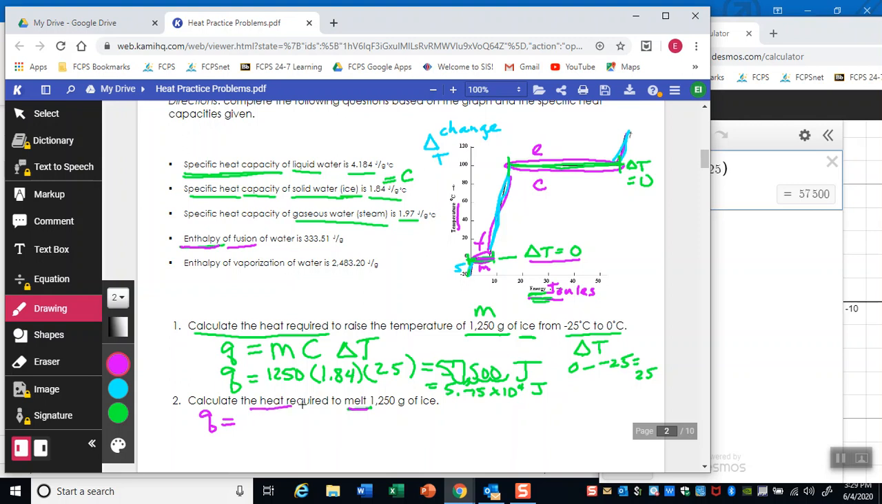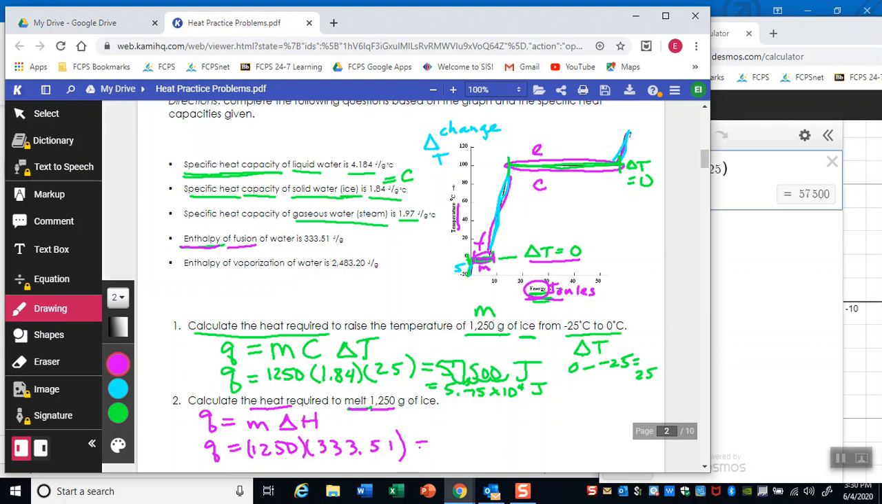It's the heat, because it says calculate the heat. That depends on the mass, just like with the first one. But not heat capacity, it's enthalpy. So what is the change in enthalpy? What is the change in energy as I go from here to here? How much energy was added? My mass is going to be 1250 again. And the enthalpy, the change in energy to melt the water, is 333.51.